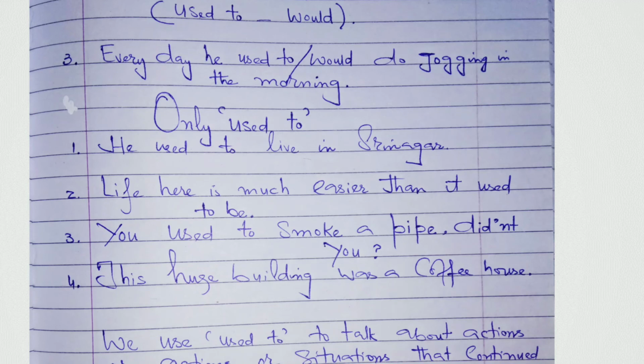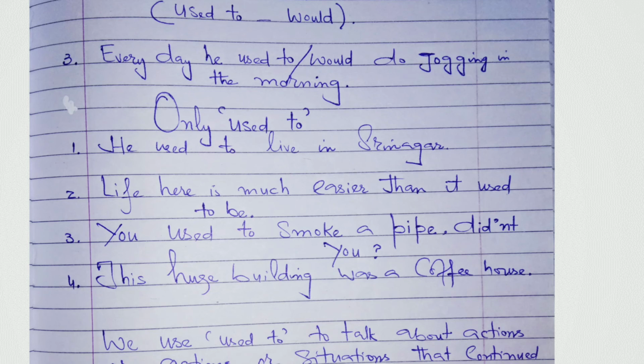We can only use used to. For example, he used to live in Srinagar. This is a situation. This is a continuous period of time. This is a continuous action. He used to live in Srinagar. We cannot say he would live in Srinagar. That is wrong. It is a continuous habit, a continuous action in the past. So only used to is correct.